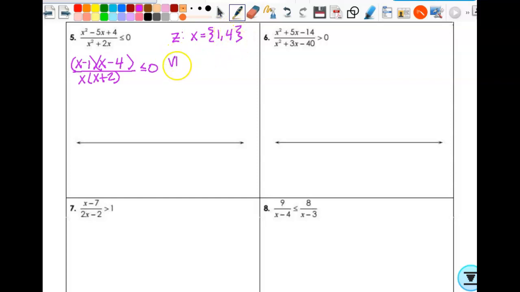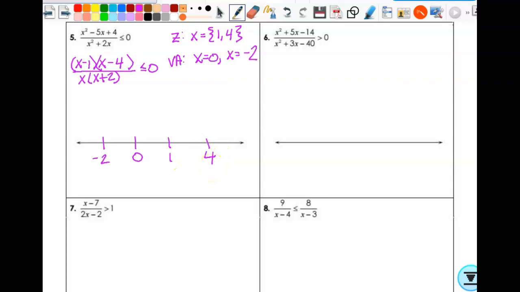How many vertical asymptotes do I have? 2. I have one at x equals 0, and I have one at x equals -2. Don't forget about that 0. It's very important. Okay, so I have 4 things that go on my sign chart. Let's see, I start here at -2, then 0, then 1, then 4.